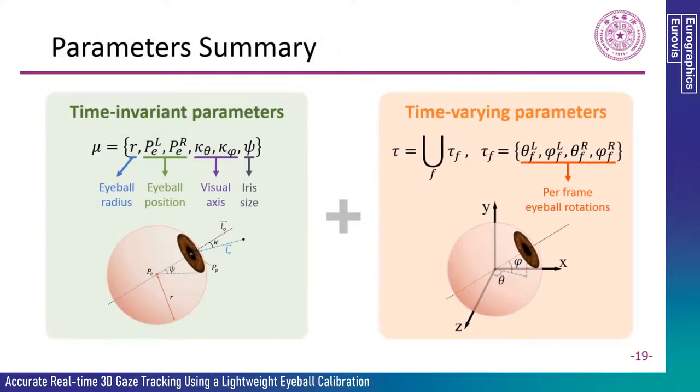Then we leverage the eyeball model in our calibration and gaze tracking, which aim to recover suitable eyeball parameters from input images. Some parameters remain fixed for a given person and only need to be estimated once, such as the eyeball radius, the eyeball position in the head, the angular offset of the visual axis, and the iris size. Others, like the eyeball rotations, might change over time and thus need to be estimated continuously. We refer to the estimation of the fixed parameters for each user as eyeball calibration.